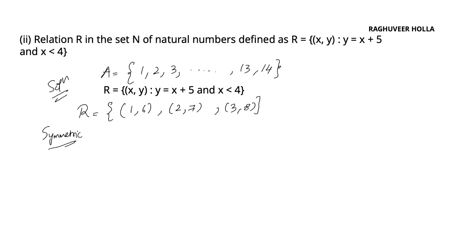Now for symmetric, I can take 1 comma 6. I can see that this belongs to R, but 6 comma 1 does not belong to R. Therefore, R is not symmetric.